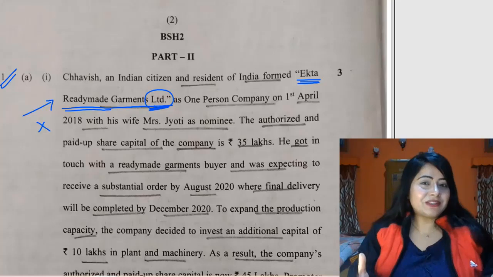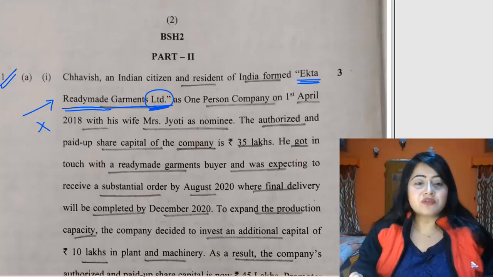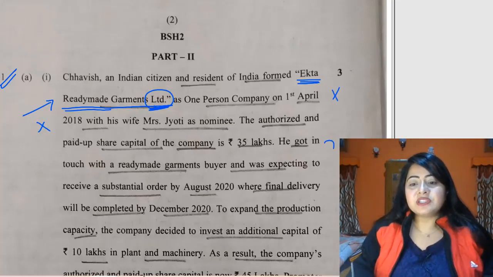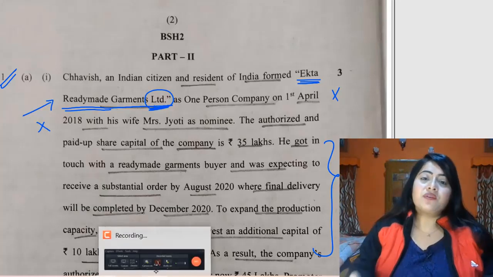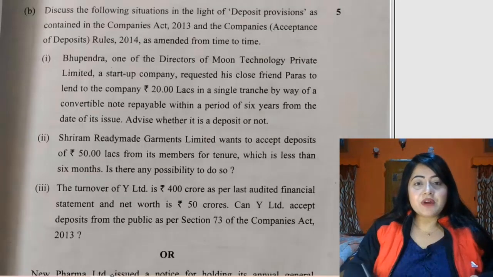Okay, but it is not affecting the question as such. It's just a small error. So you have to simply ignore it. You have to see the essence of the question, and you have to basically answer the question. Let's take one more example.